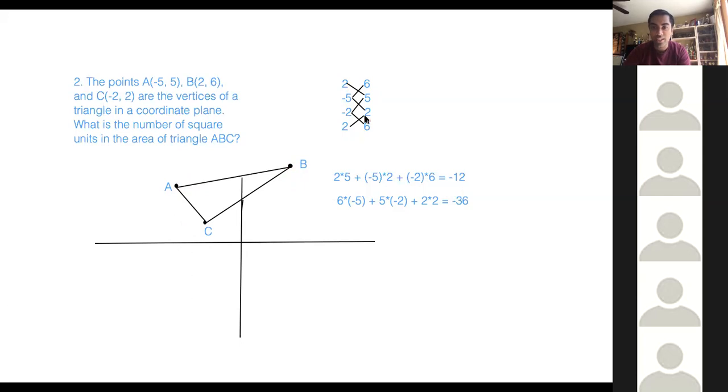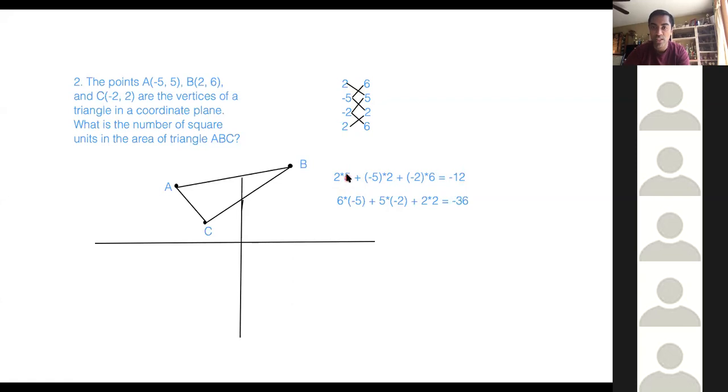And now the trick is, this crossover adding looks like a shoelace. That's why it's called the shoelace method. What you do is you first start off with taking this product, 2 times 5. So the first diagonal in a sense. You multiply those. Then you add to the next one, -5 times 2. You add it to what you got before. And then -2 times 6. You add these up and you get -12.